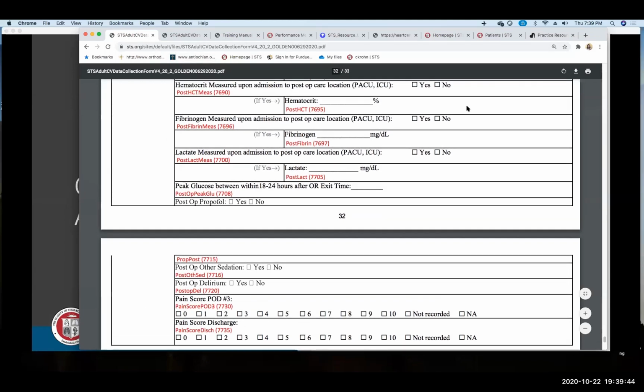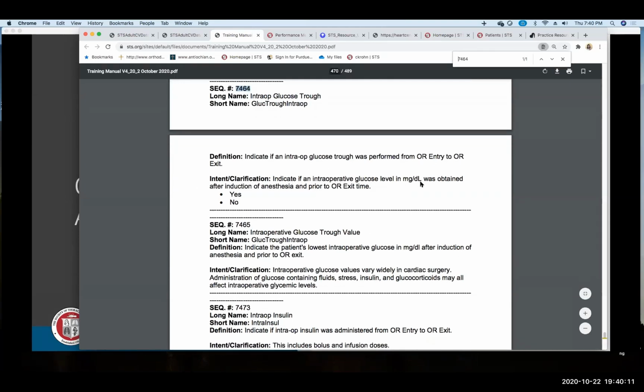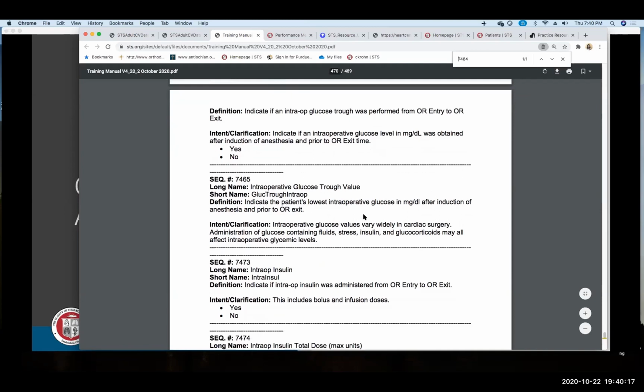So this is the data collection form, and it is found on the STS website. In addition, within the website, we have the training manual, which gives a definition of what is being collected and then an intent clarification. This one that's pulled up here is the intra-op glucose trow, and it's just if a trow was performed from OR entry to OR exit. So we try to provide a time frame, and then the intent of the field and how we're collecting it, milligrams per deciliter for this one. And then the intraoperative glucose control value, we want the patient's lowest value after induction of anesthesia and prior to OR exit.